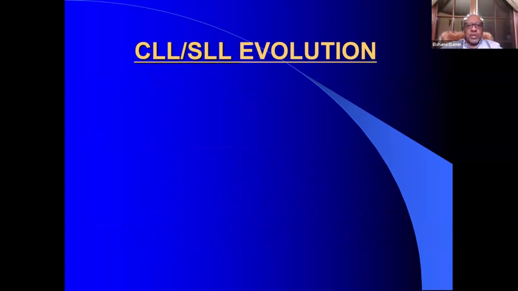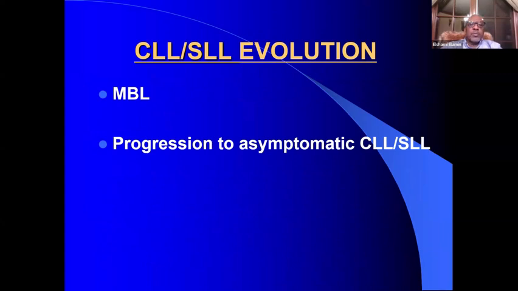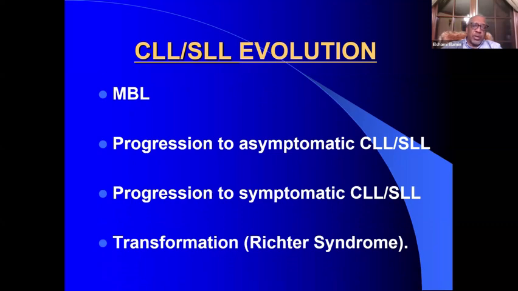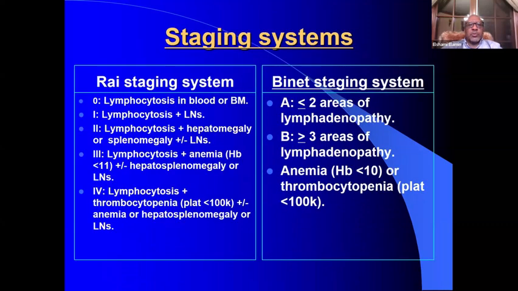So this is the CLL or SLL evolution. As we said, it could be MBL, monoclonal B-cell lymphocytosis. And then with time, it may progress to asymptomatic CLL or SLL, just an abnormal blood count. And then over time, progress into symptomatic CLL or SLL, either B symptoms or cytopenias. And very rarely, CLL or SLL may transform into aggressive lymphoma, what we call Richter syndrome. There are 2 staging systems right here, the Rai staging system and the Binet staging system. You can see them here.